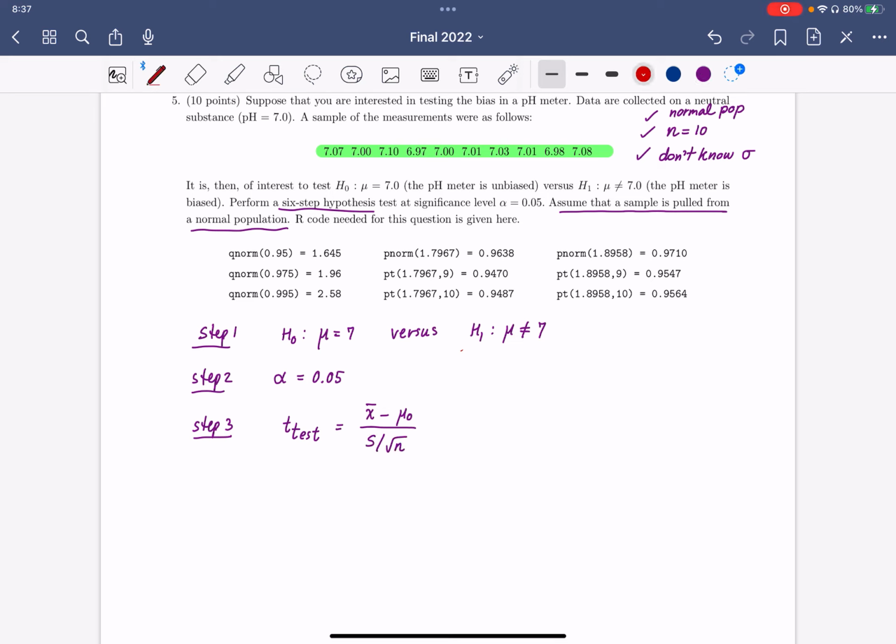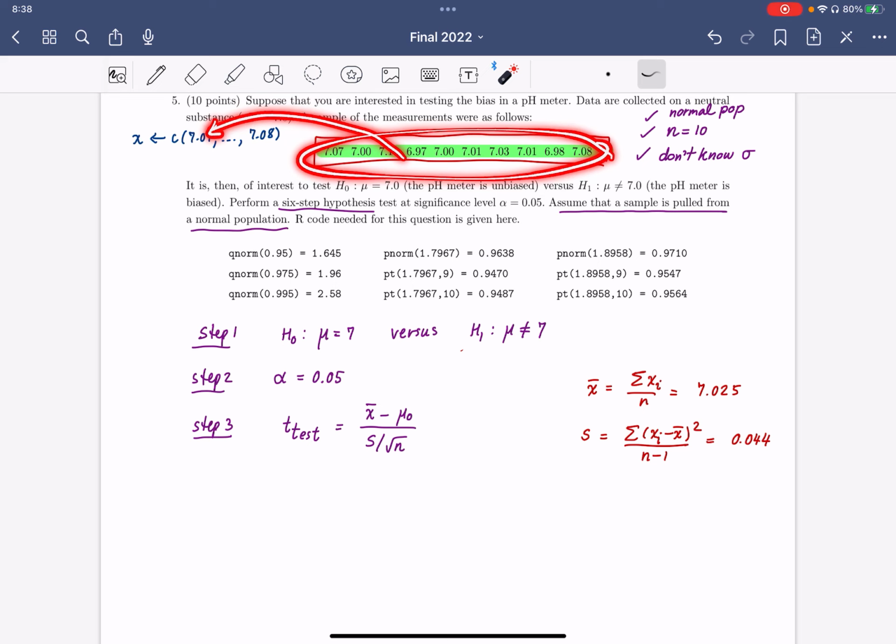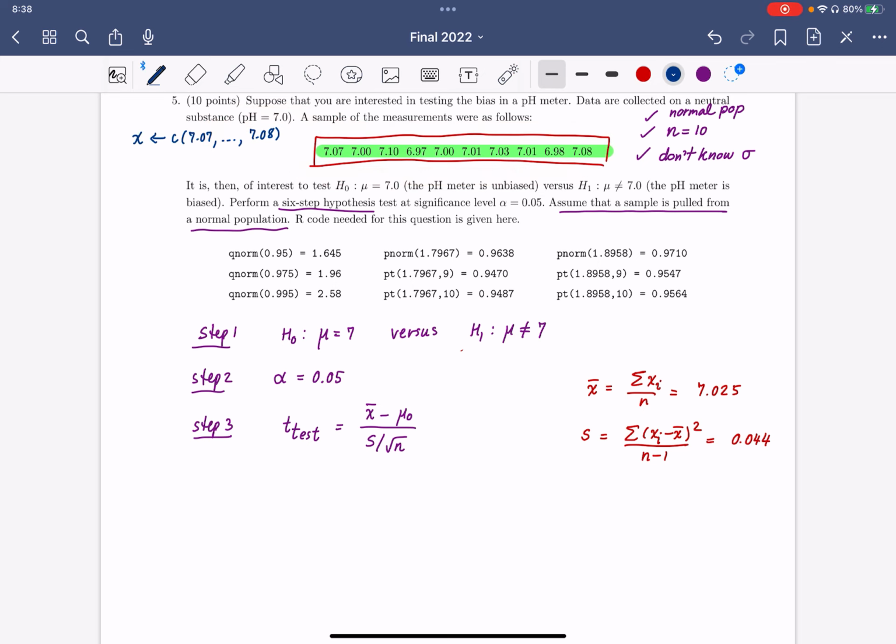But in class, what I taught you is we're going to plug in all the numbers here, 10 numbers, into X, and then you're going to do mean of X. This gives you the X bar, and then we're going to do SDX. This gives you the standard deviation.